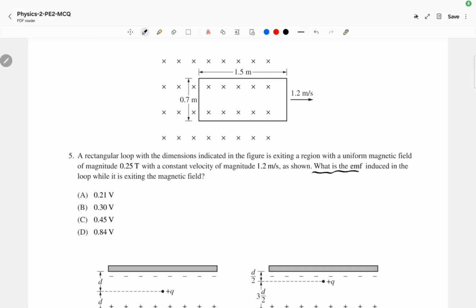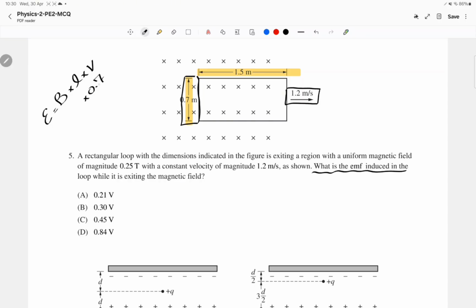So look, they want the EMF induced when the loop is exiting the magnetic field. EMF is equal to B times L times V. But here we have two dimensions. We have the 1.5 meter and also the 0.7 meter. Whenever you have two dimensions, always take the dimension that happens to be perpendicular to the velocity, which means you must take the L as 0.7. And the B is the magnetic field of 0.25. And the V is the velocity, which is the 1.2. Now let's multiply all of them and see how much we get.